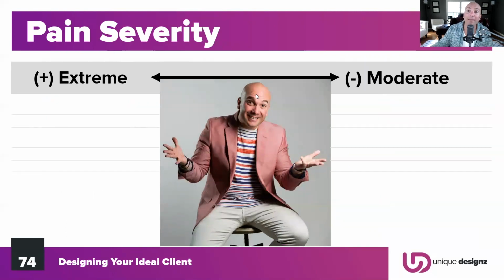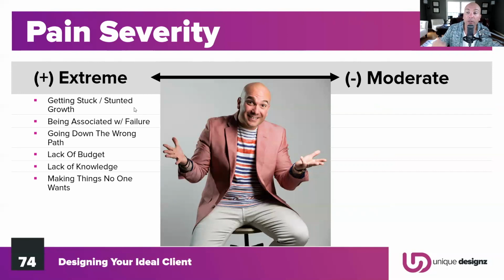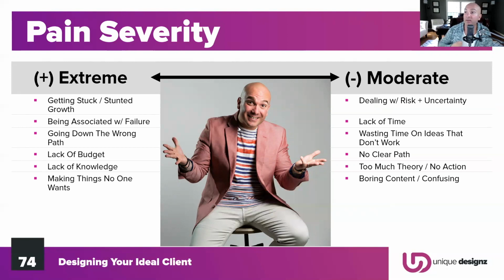Okay? What about pain severity? Let's look at this. Extreme pains may be getting stuck or stunting the business's growth or the practice's growth, being associated with failure, going down the wrong path, lack of budget, lack of knowledge, making things no one wants. And then maybe some moderate pain is dealing with risk and uncertainty, lacking time to be able to accomplish these tasks, wasting time on ideas that don't work. That's the worst, right? No clear path on how to get to the end result that they're looking for. What about too much theory, not enough action?